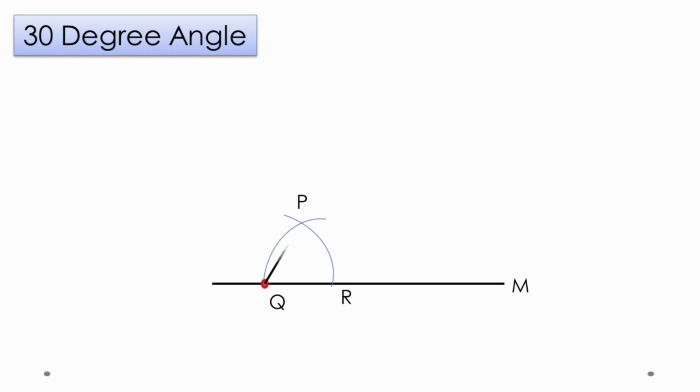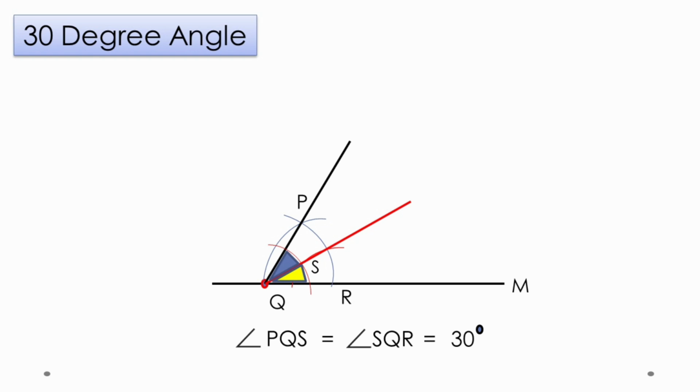Join P to Q. Bisect the angle and mark the points of bisection as S. Measure angle PQS and angle SQR. Both are 30 degrees.